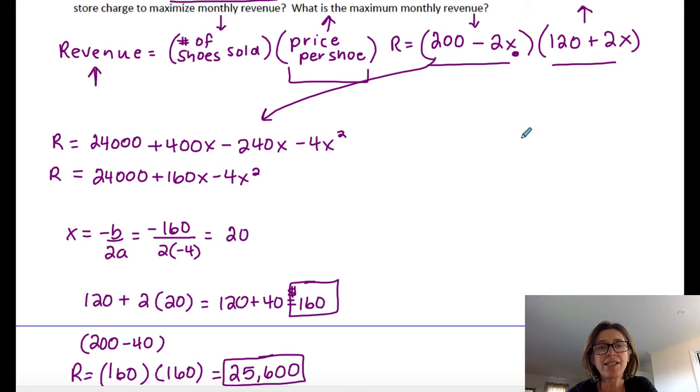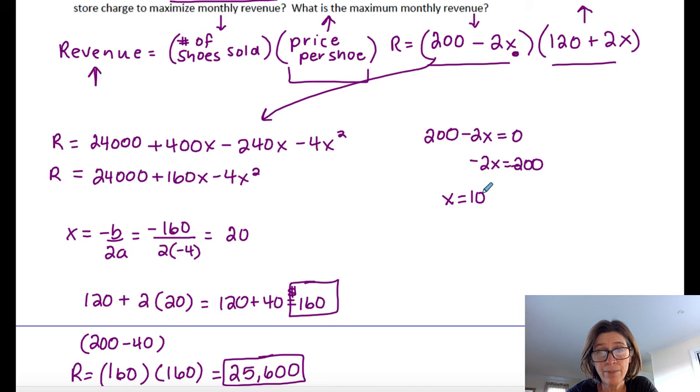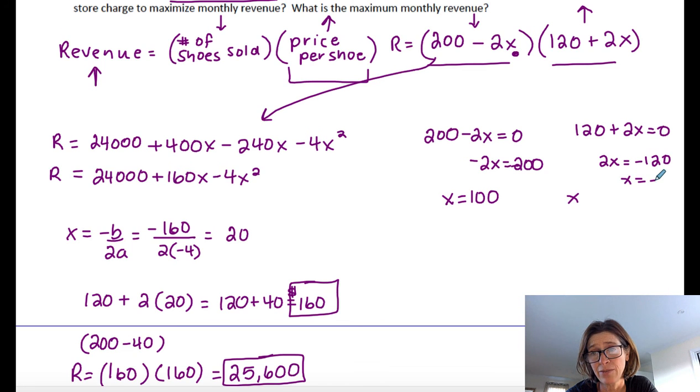Okay, now if I had done this in intercept form and I just found my x-intercepts, I would have said that the x-intercepts were 200 minus 2x equals 0. So negative 2x equals negative 200. And so my x-intercept would have been 100. And then this one would have been 120 plus 2x equals 0. So it would have been 2x equals negative 120. So x would have been negative 60. So those are my x-intercepts.